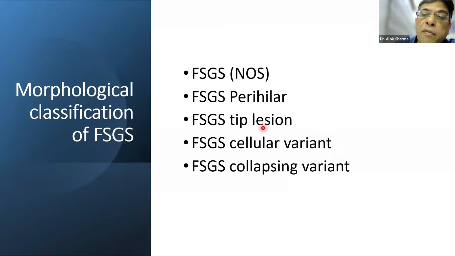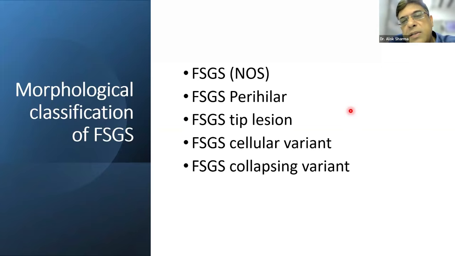So it doesn't really fit into any of these variants. For perihilar FSGS also, you need to have more than 50% of those glomeruli with perihilar lesion to label it as perihilar. And so there is an algorithmic approach. But what I want to highlight here is with a period of time. So this classification probably came out in 2009, or I don't really remember. I think 8 or 9.